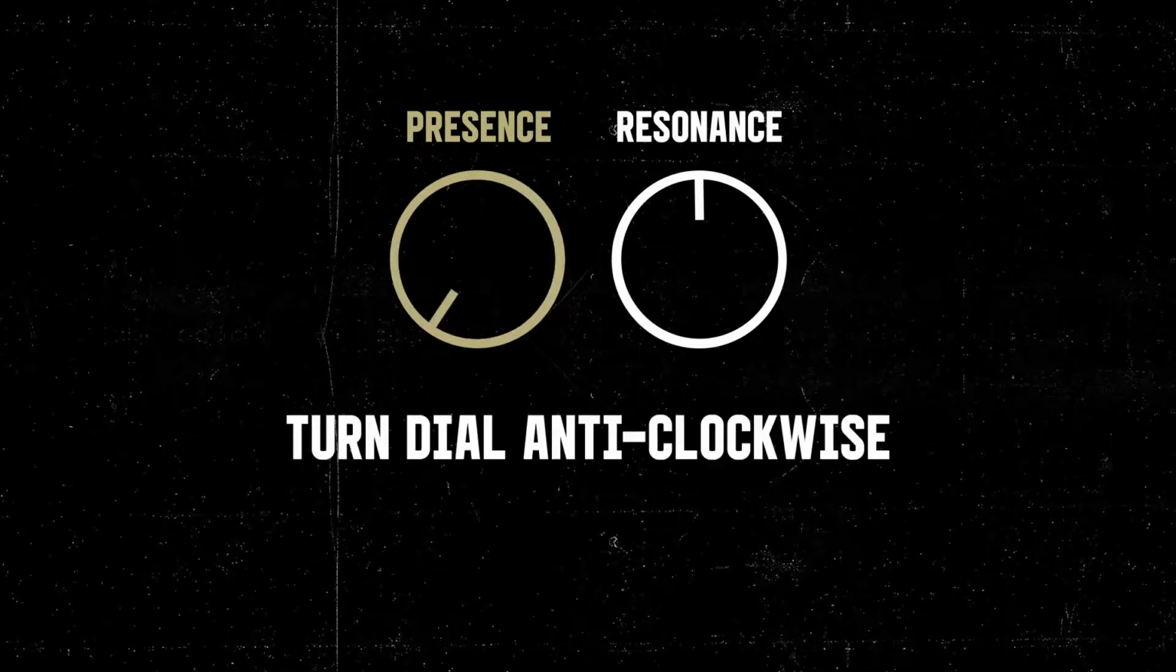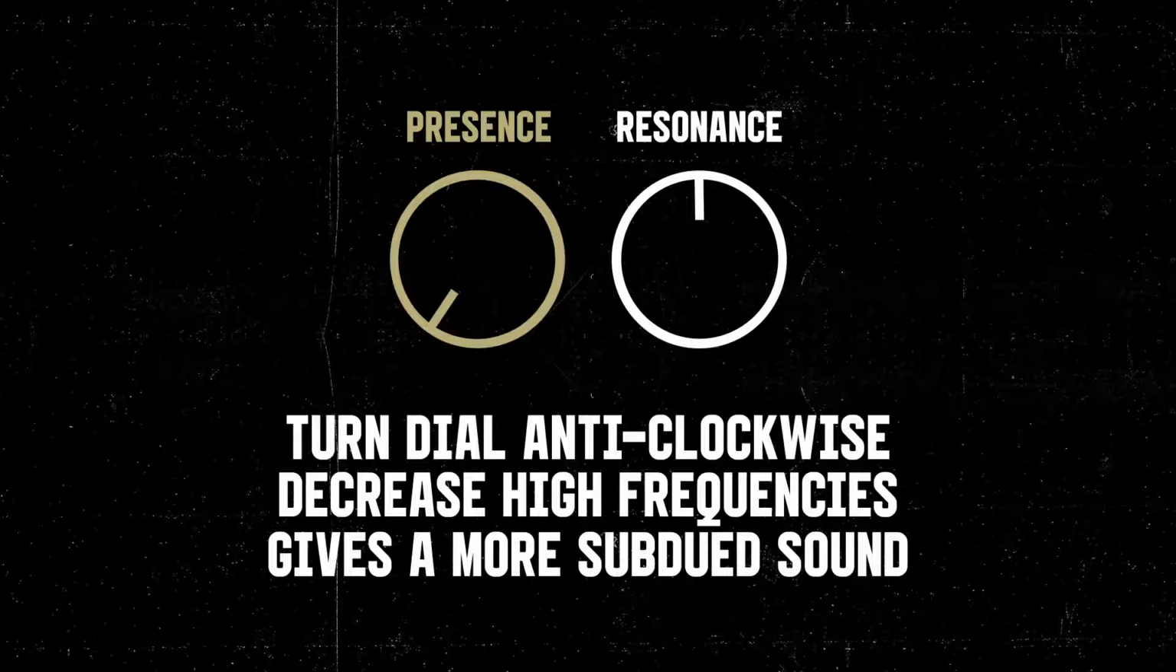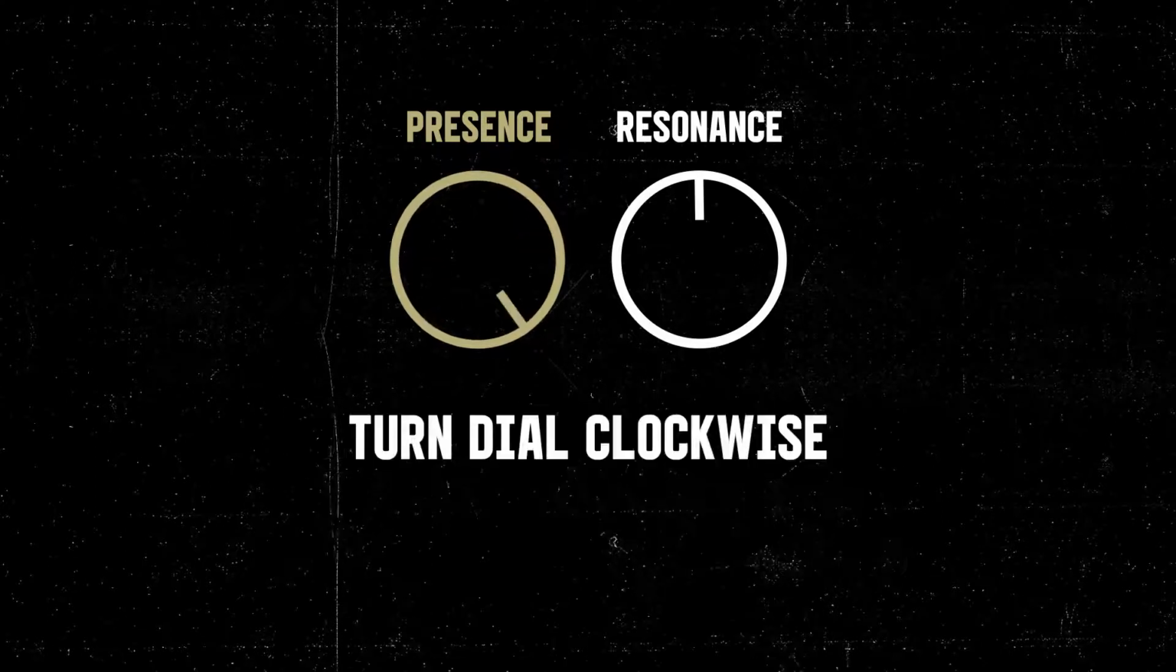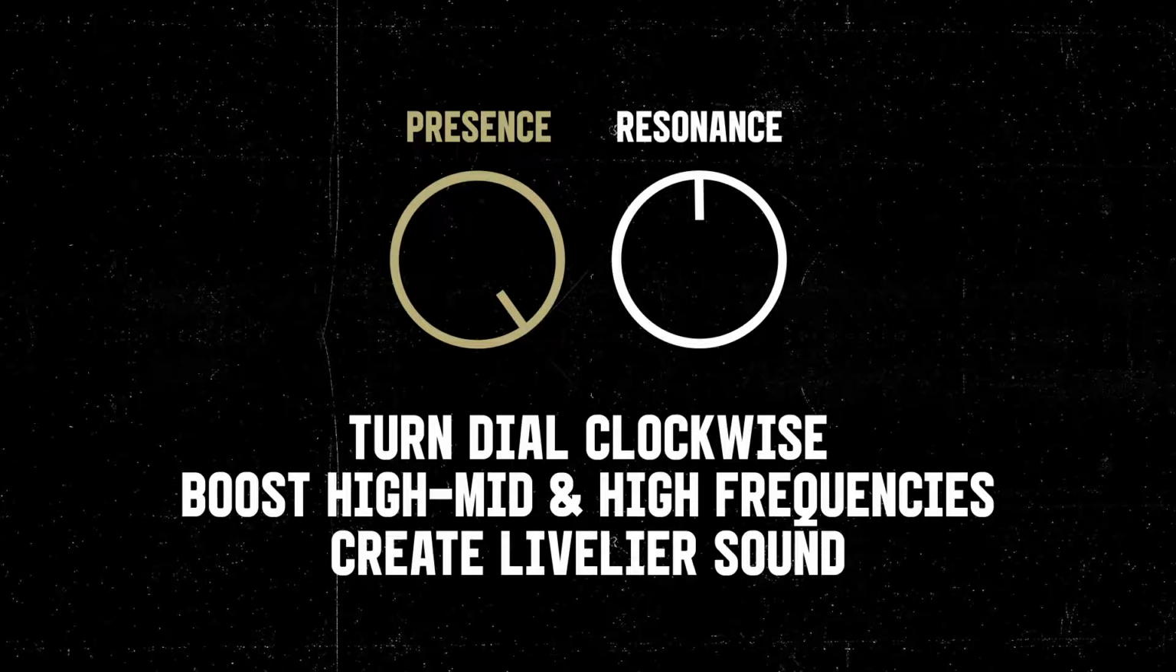Turning the dial anti-clockwise decreases high frequencies, giving a more subdued sound. As we turn the dial clockwise, we boost the high mid and high frequencies. You can use this to create a livelier sound and make the high frequencies more present.